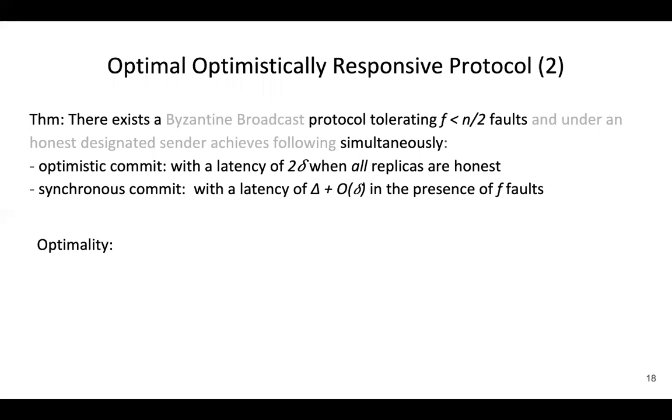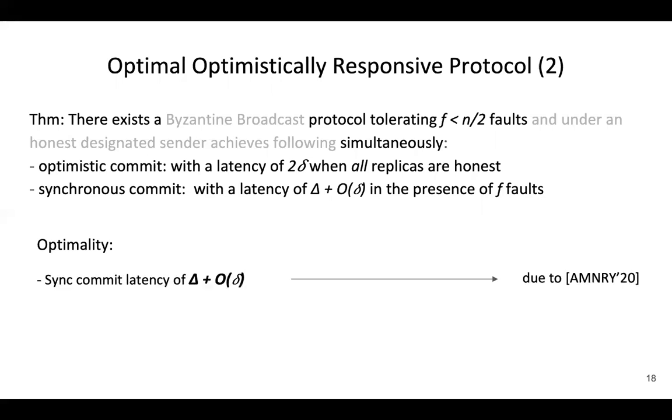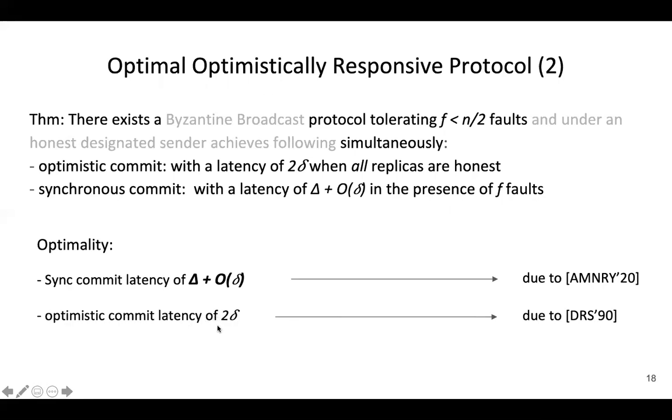So our second upper bound result protocol allows having two commit paths, where the optimistic commit commits with a latency of just two small deltas and does not tolerate any failures, and the synchronous path commits with a latency of delta plus order small delta, and tolerates a minority corruption. And this protocol is still optimal. It's optimal because the synchronous commit latency is just delta plus order small delta, and this is optimal due to a recent lower bound. Second, our optimistic commit latency is just two small deltas, and this is again optimal due to the lower bound by Dolev, Reischuk, and Strong.